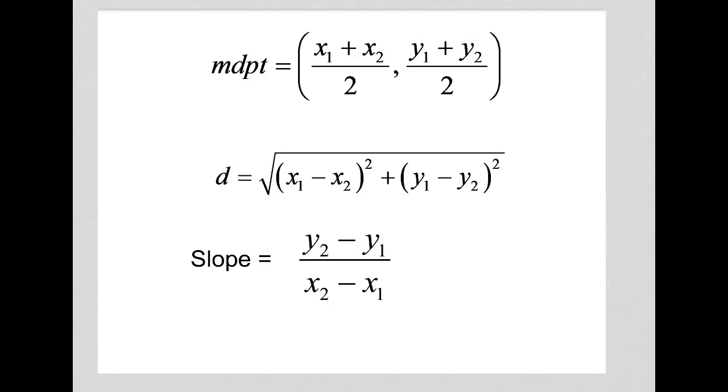So our midpoint one: adding the x's, dividing by 2, adding the y's, dividing by 2, and getting a single point, an xy coordinate. Okay, the distance formula, where we just find the distance between the two x coordinates and square it, add it to the distance between the two y coordinates squared. And then our slope, which is our change in y over our change in x, or y2 minus y1 over x2 minus x1. Okay.